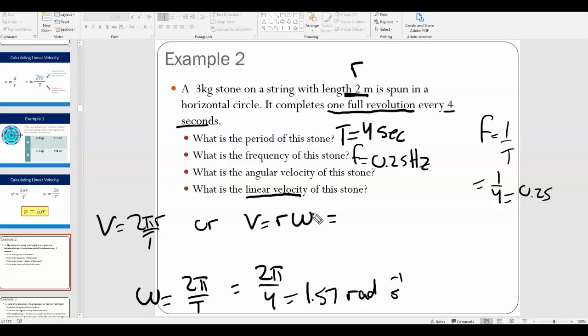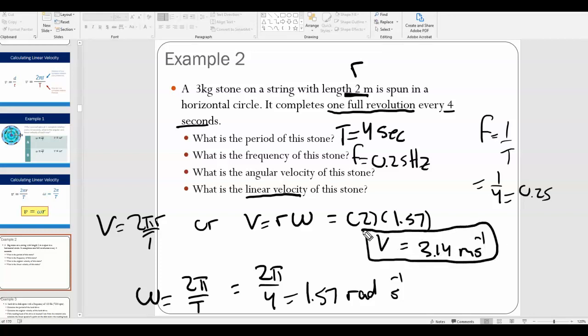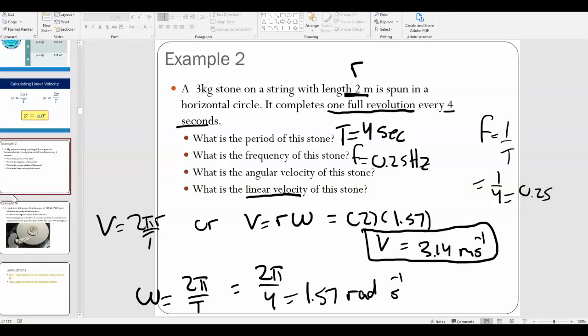So V equals R times omega. R is 2, omega is 1.57, and so we get 3.14 meters per second, which coincidentally is equal to pi. So that is example 2. Hopefully you're starting to see how all of these different pieces fit together. And we're just going to look at one more quick example, and then we will be done with this whole section of this unit. So pause there if you need to look at that some more.